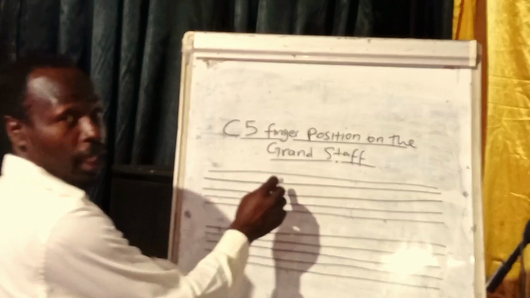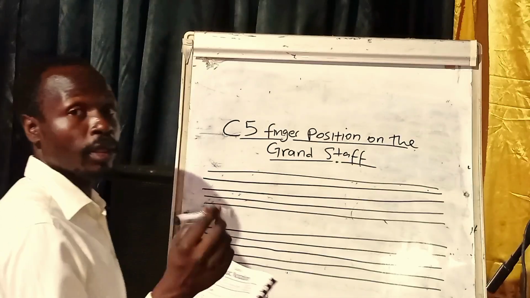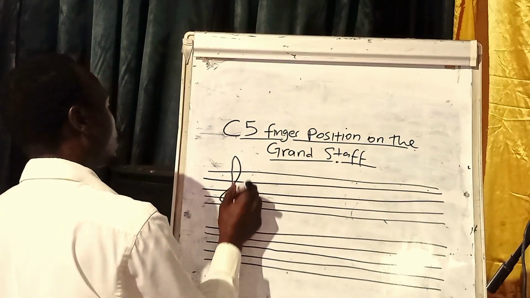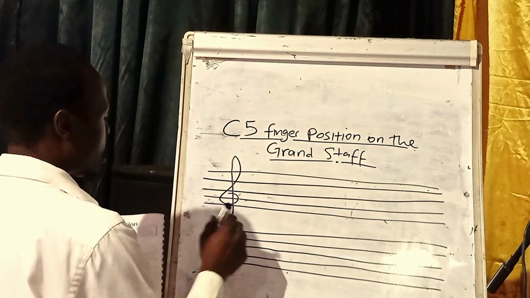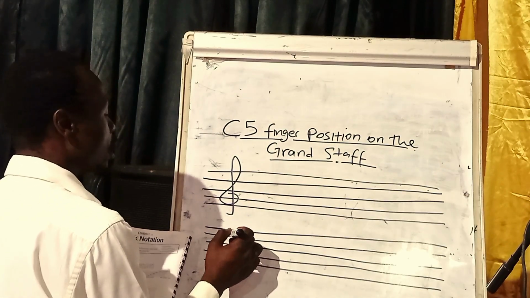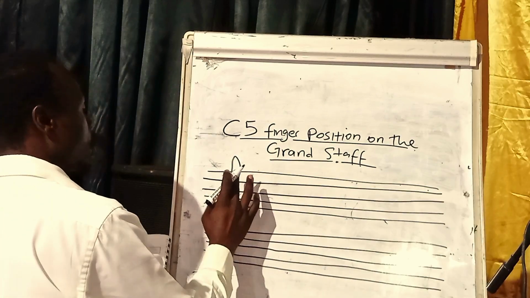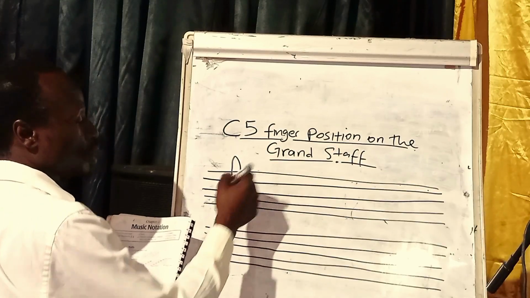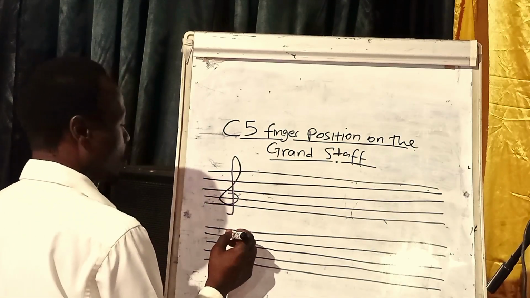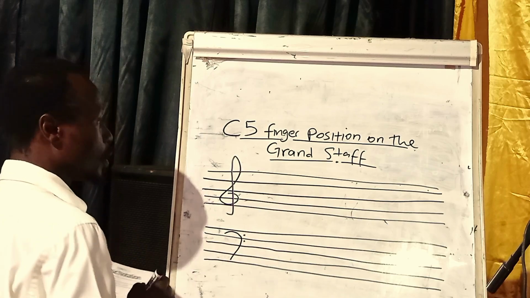The first one is our treble staff. So you go ahead and indicate the treble clef like that. And then the second one is the bass staff. You go ahead and indicate the bass clef. So let's indicate also the bass clef like this, then you put the two dots like that.